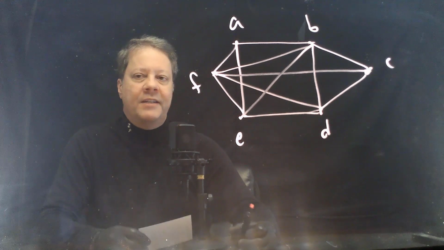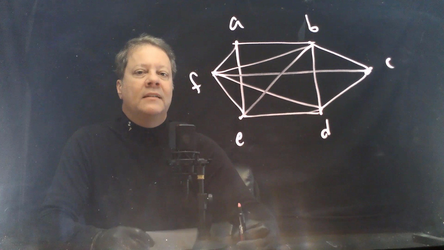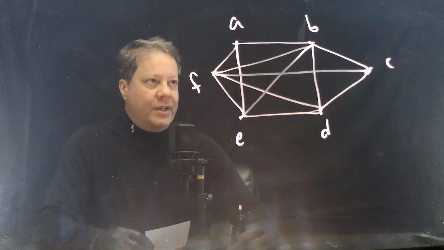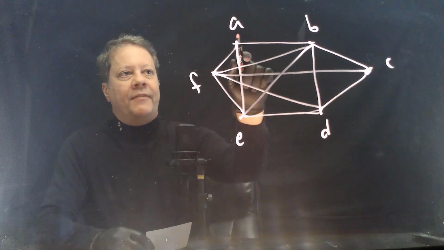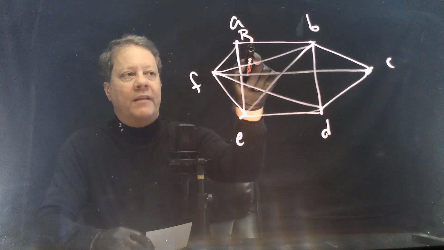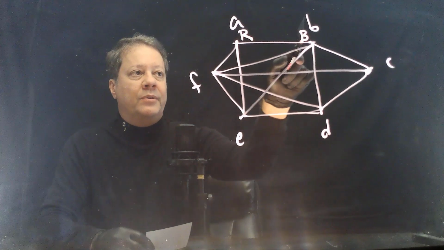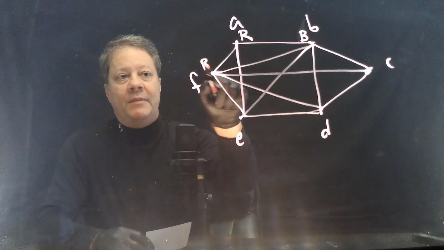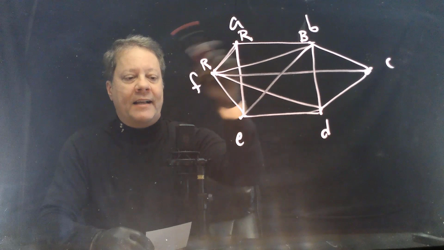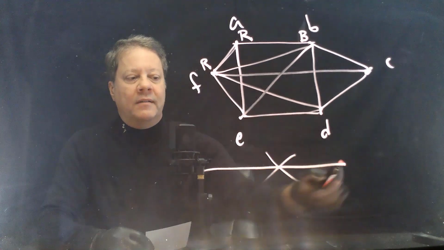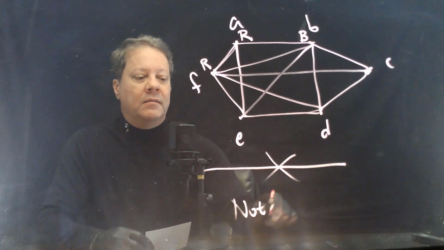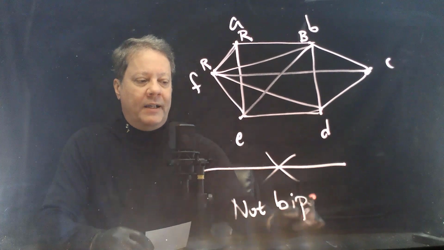Let's see if we can color them in such a way, with red and blue, so that no two adjacent vertices have the same color. So we'll have to have red here. If that's red, this will have to be blue. If that's blue, this will have to be red, but then red goes to red, and that's a contradiction. And so this is not bipartite.